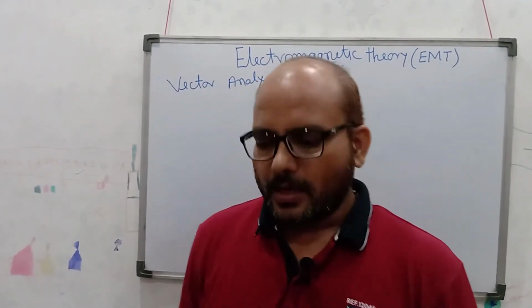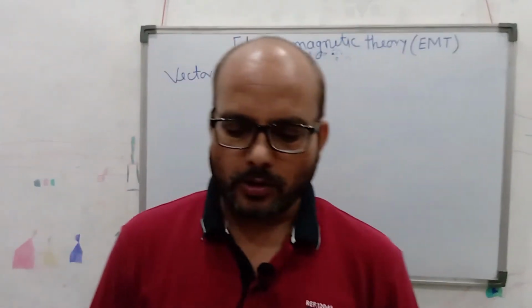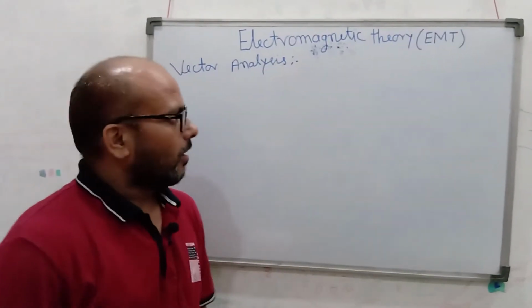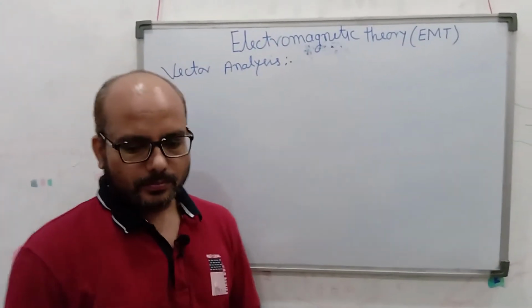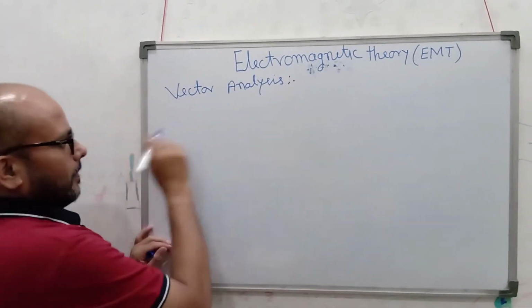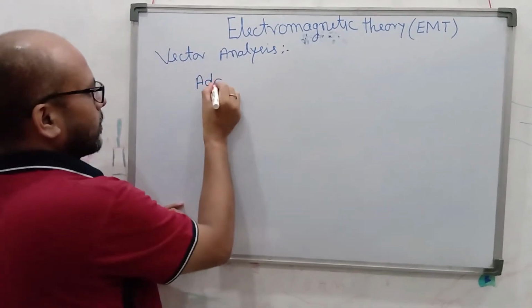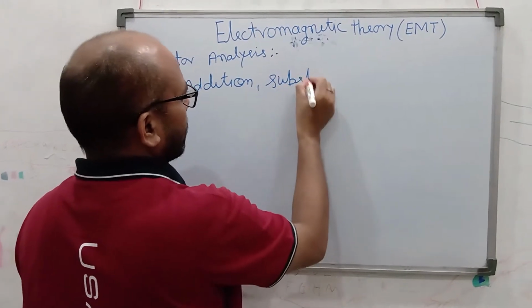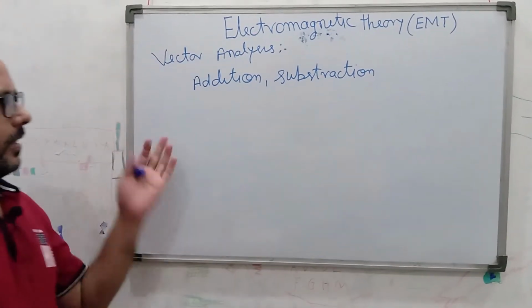First of all, what we learned in the previous lecture. In the previous lecture we learned the vector quantity, scalar quantity and also the algebraic operations of vector quantity, addition and subtraction. So first is vector analysis. We discussed in the previous lecture addition and subtraction. I will revise it in a few seconds.